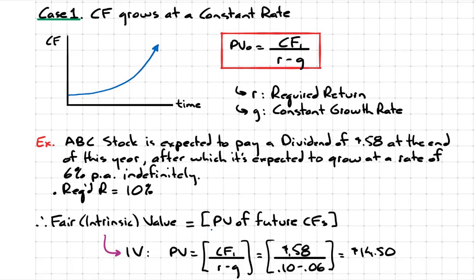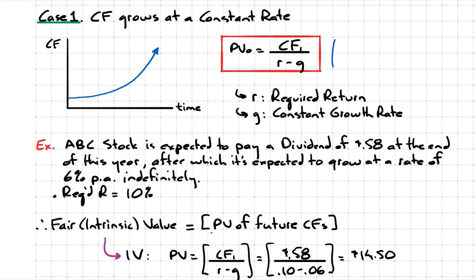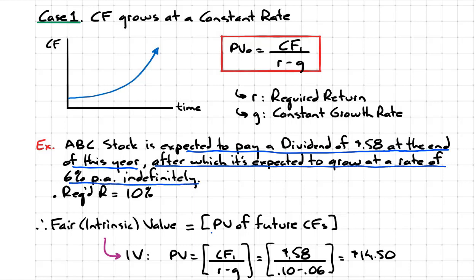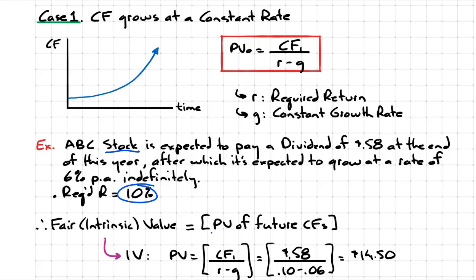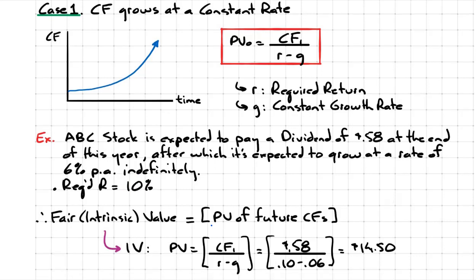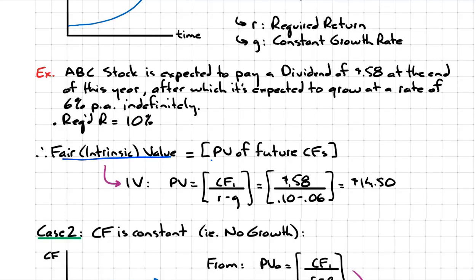So let's look at an example in order to apply this framework. Suppose that ABC stock is expected to pay a dividend of 58 cents at the end of this year, after which it's expected to grow at a rate of 6% per annum indefinitely. And as we discussed previously, stocks definitely exhibit this kind of pattern where the growth is at a constant rate and it's indefinite, meaning there's no maturity. Now the return that we require is 10%. So here we go. We're going to calculate the fair or intrinsic value for this stock.